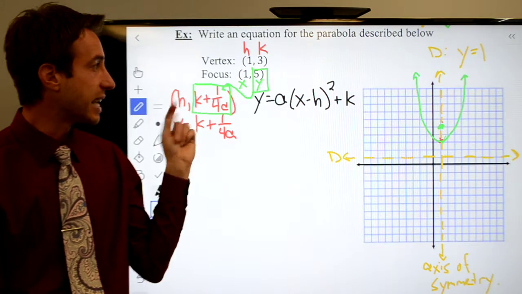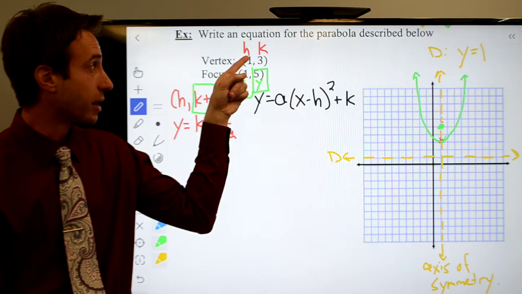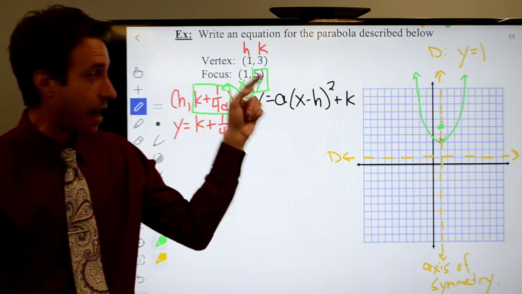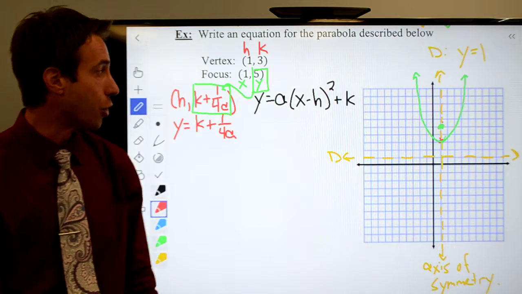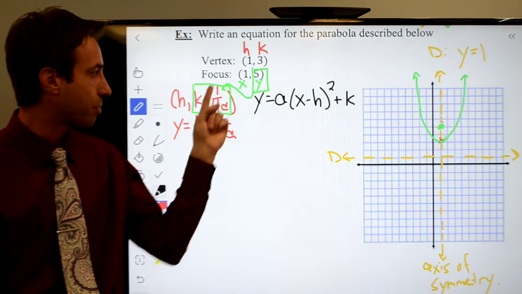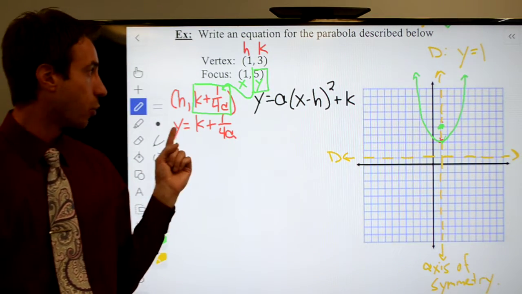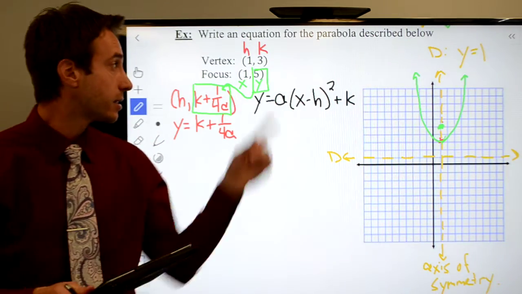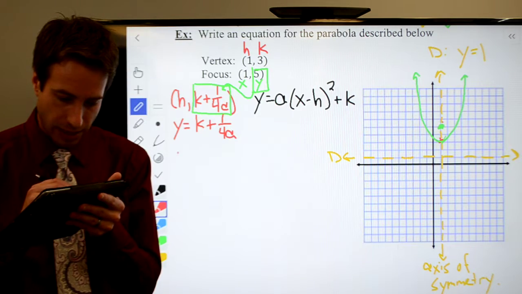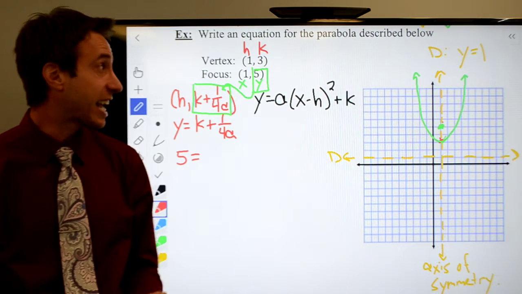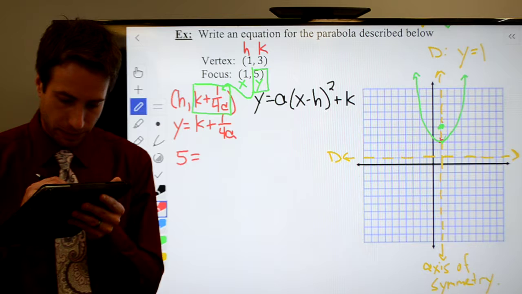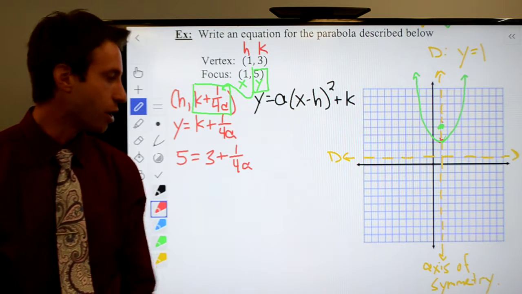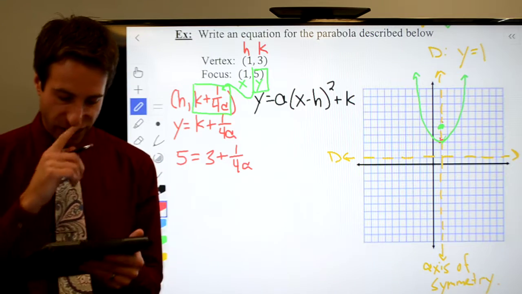Since this is my focus, (1, 5), the 1 is the h value, which makes sense. This 5, the y value for my focus, is given by k plus 1 over 4a. So the y value is equal to k plus 1 over 4a. But I know what y is. It's 5. So I'll plug in the 5. I know what k is. It's 3. And once again, the only thing I don't know is a, so that's what we're going to solve for.